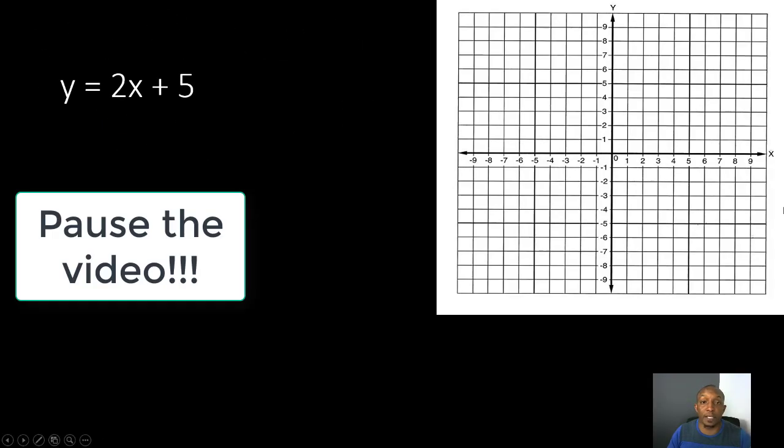Let's go ahead and take about 30 seconds to graph this problem and then draw a line for it. So go ahead and get started and pause the video now.